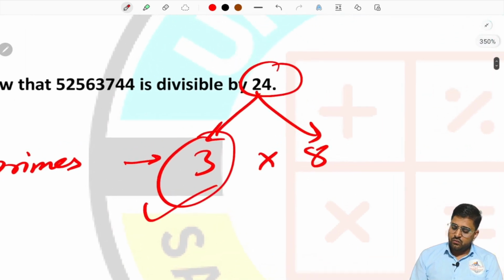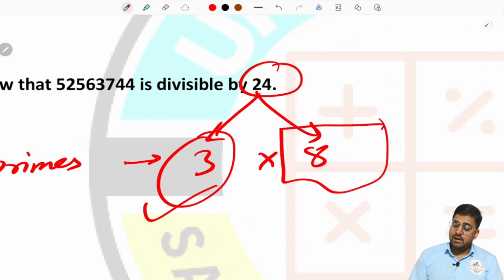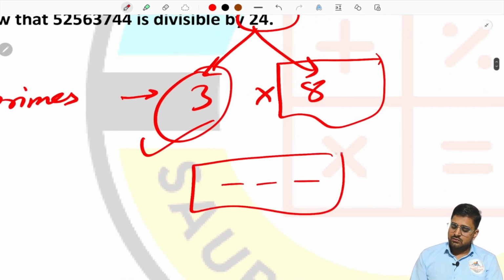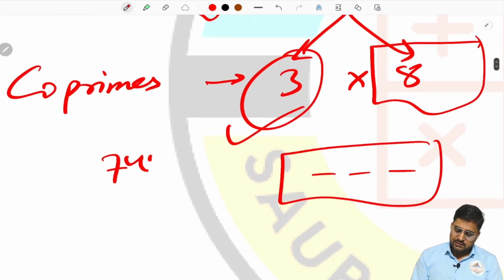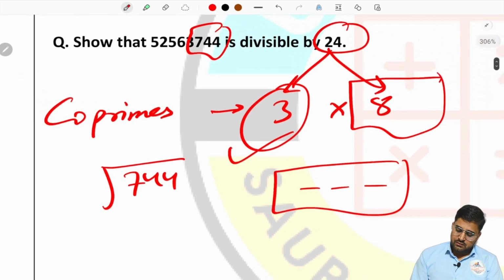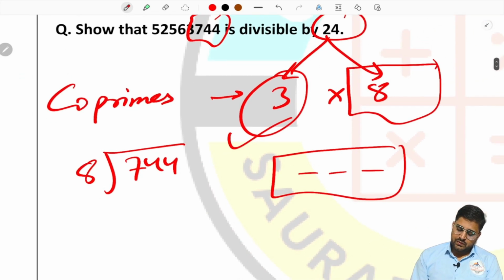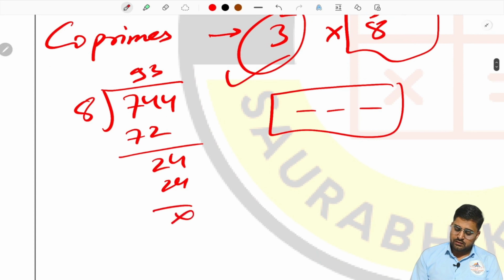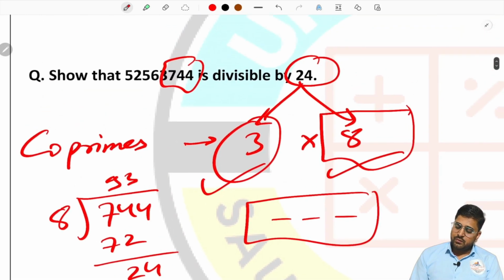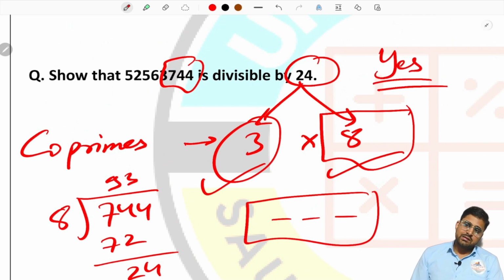Now what is the divisibility rule of 8? The last 3 digits of any number should be divisible by 8. What are the last 3 digits? 744. Let us check whether 744 is divisible by 8 or not. 8 nines are 72. Okay, what do we have? 24. 8 threes are 24. It is okay, meaning this number is divisible by 24. That's the answer. That's how you have to do this question. Okay, let us move to the next question.